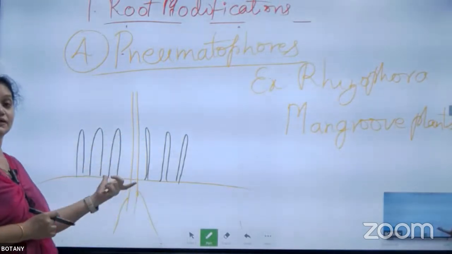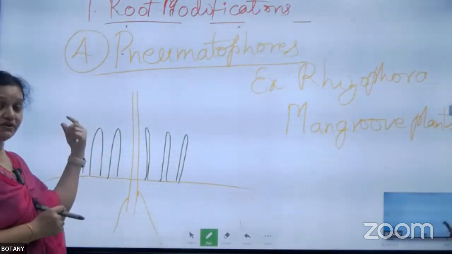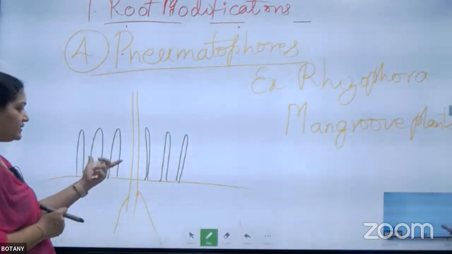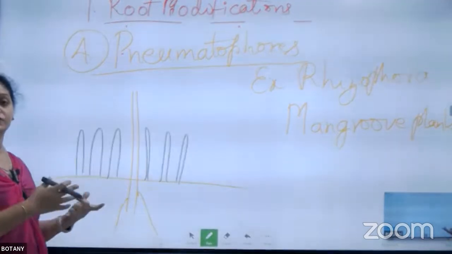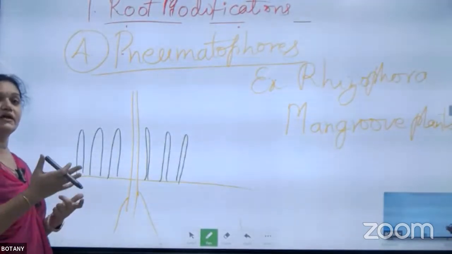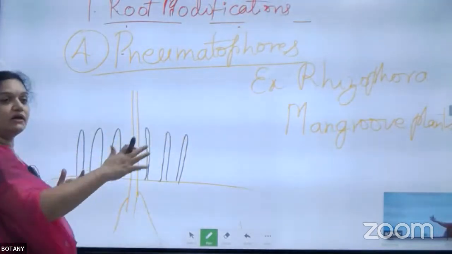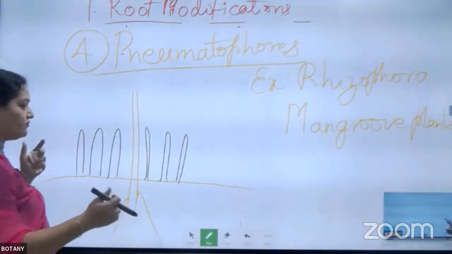in the swampy area. So in only one sentence we can wind up this topic. How to wind up this topic? The branches of the roots will arise above the soil, which will help in doing the respiration process. That is the Rhizophora, otherwise the mangrove plants, what we can say.